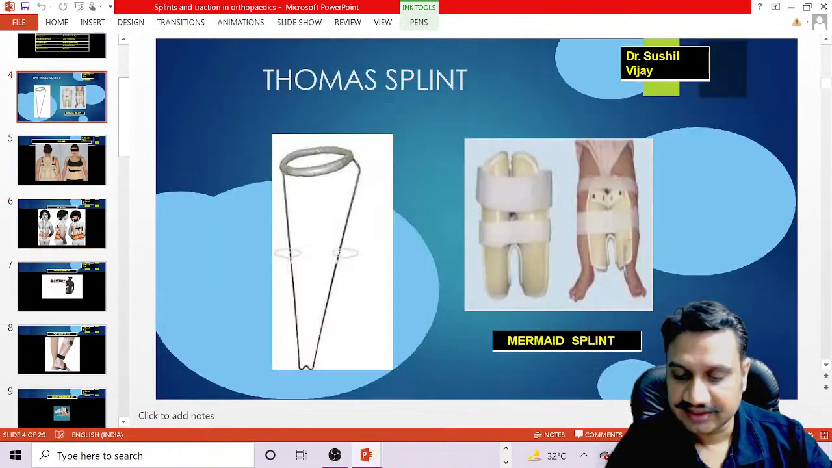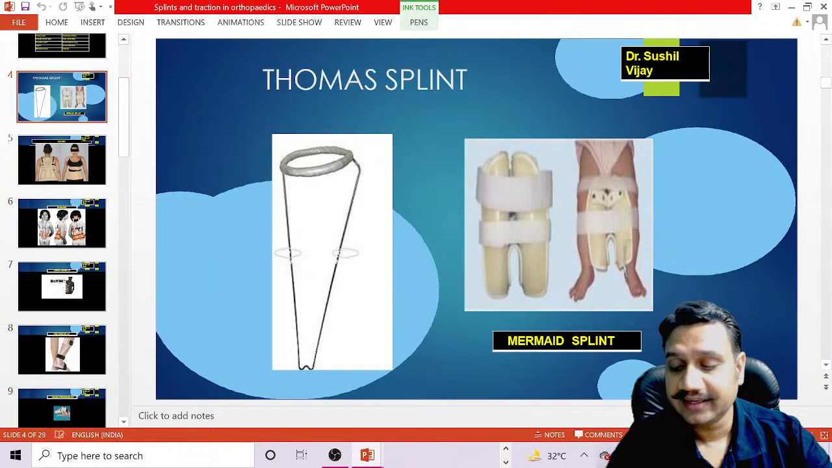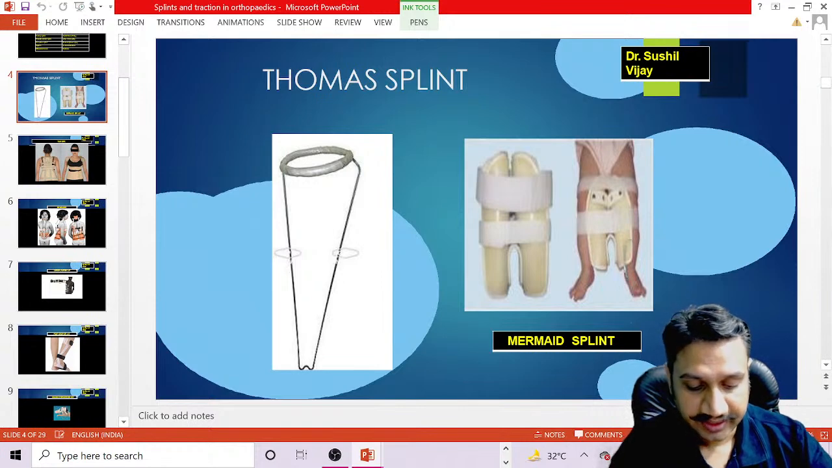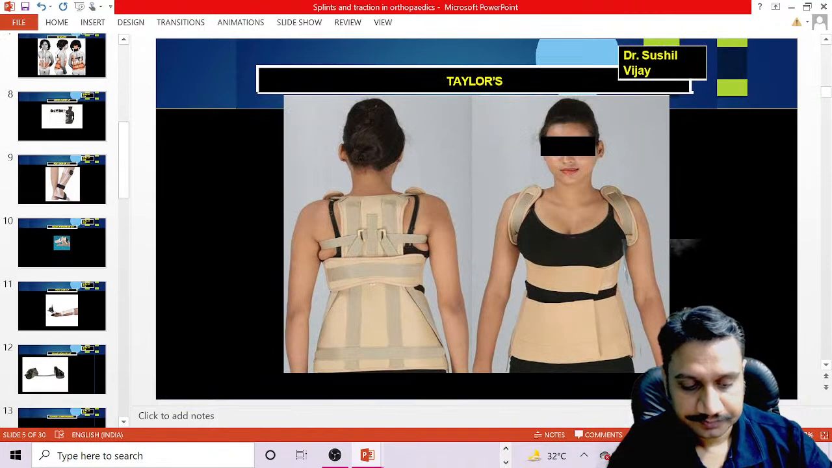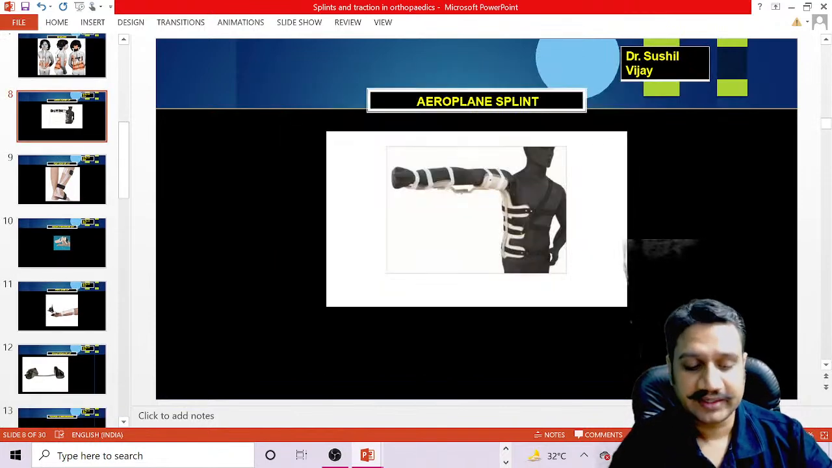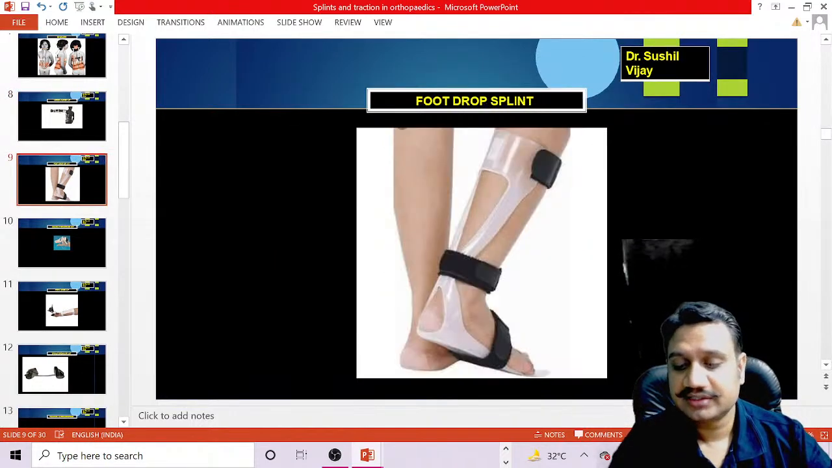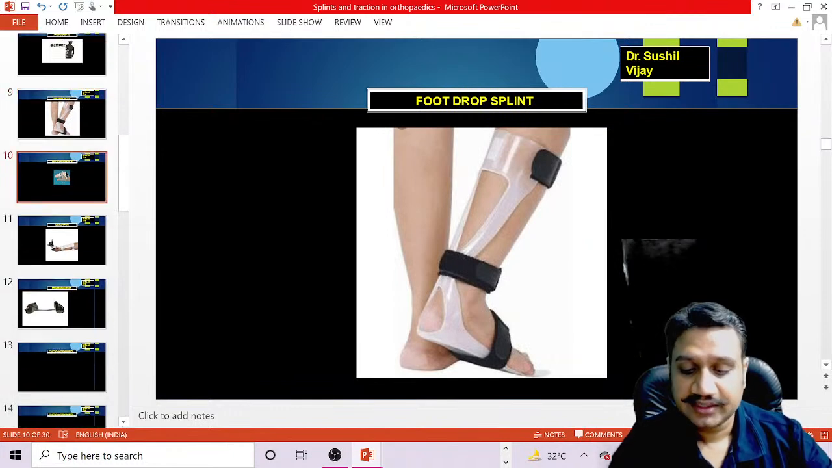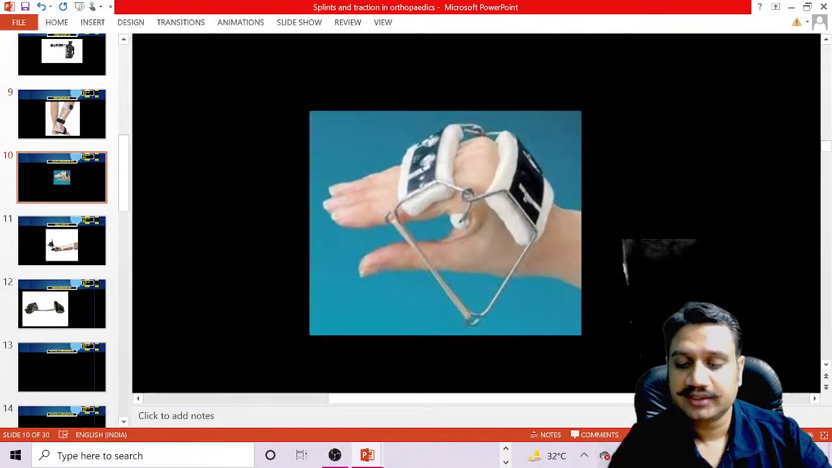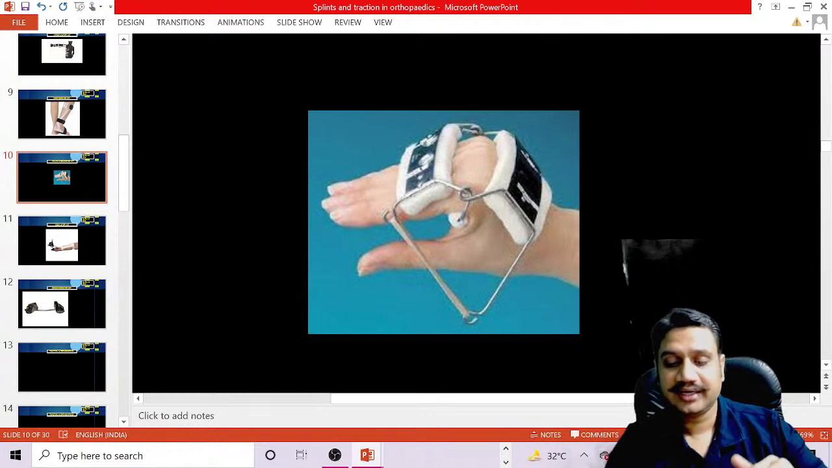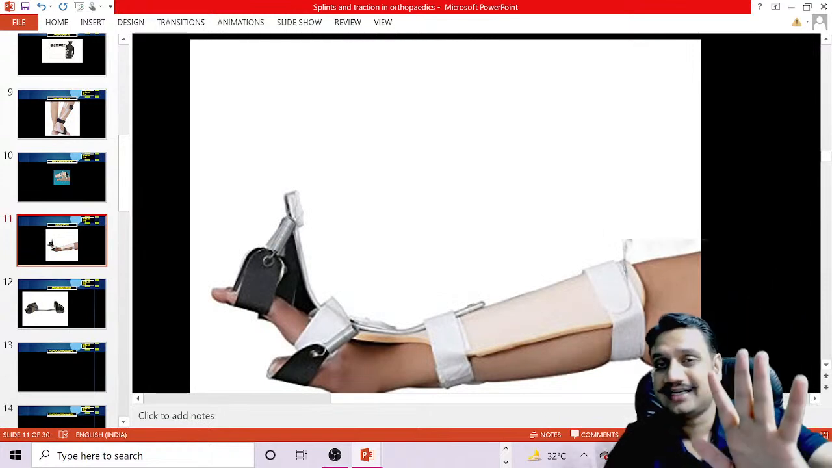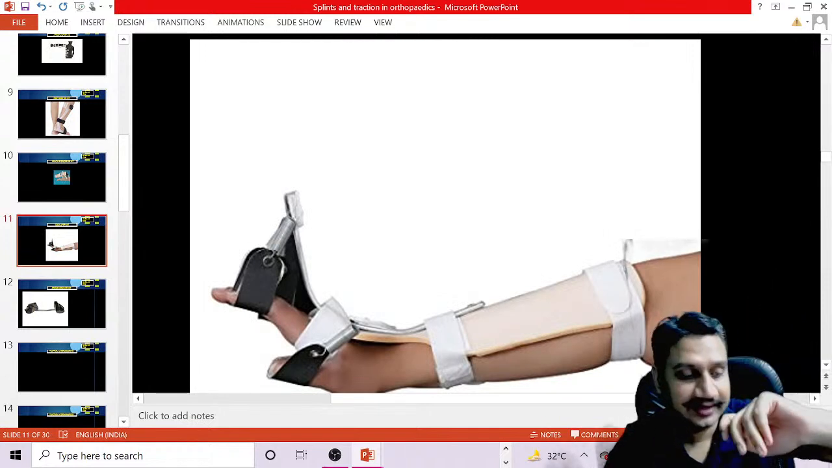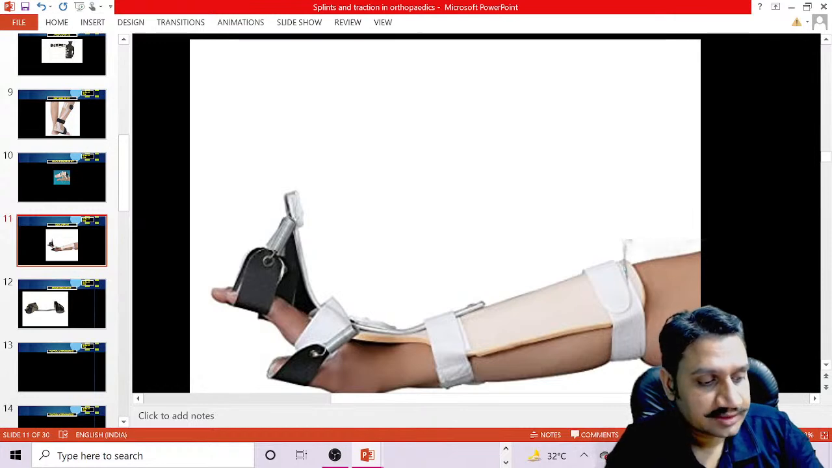These are other braces, the Thomas splint and the mermaid splint. This was Taylor's which I showed you. That's what you call an aeroplane splint for the brachial plexus injury. This is a foot drop splint for foot drop, obviously. This is an important one, the knuckle bender splint, for the claw hand, so that you can keep the knuckles bent. And that is to keep the wrist elevated like this, for the wrist drop.